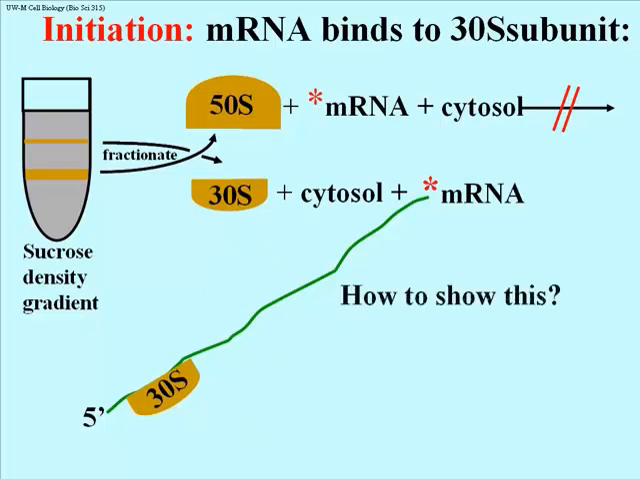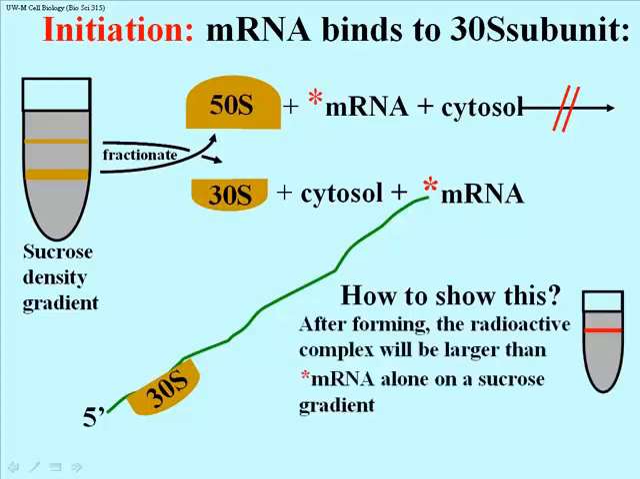How do we know that this association is actually taking place? How do you show this? Well, very simply, you take this material and you run it back on a gradient, and you show that the 30S subunit, where it fractionates in the upper part of the gradient, is now radioactive because it's had mRNA added to it. It might even be moving a little faster because the mRNA adds some bulk to this structure. So here we have a picture of the sucrose gradient that shows that the radioactive complex would be larger than the mRNA alone on a sucrose gradient, and in fact would be about the size of the 30S subunit. If the two are mixed, then they come together.